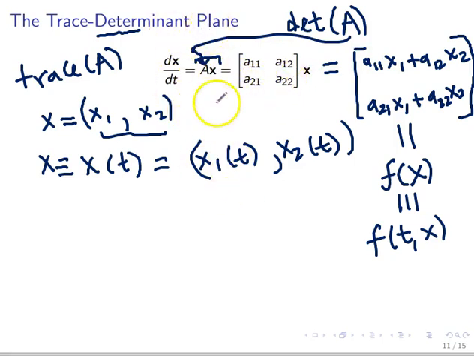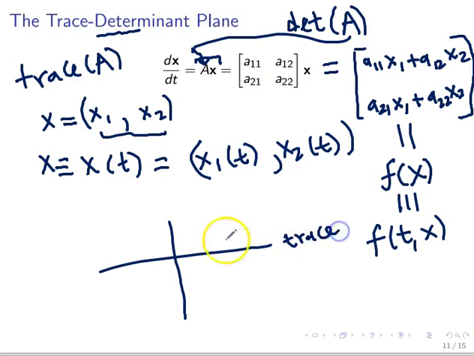And we would like to consider a plane, just, a plane has two axes. The horizontal axis is going to be the trace, and the vertical axis is going to be the determinant of this matrix. So there's some information that we would like to summarize in this plane, and this is the subject that we discuss now.